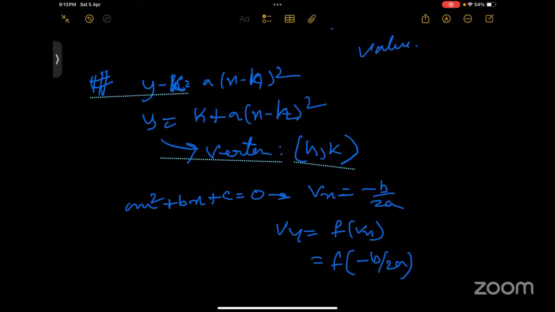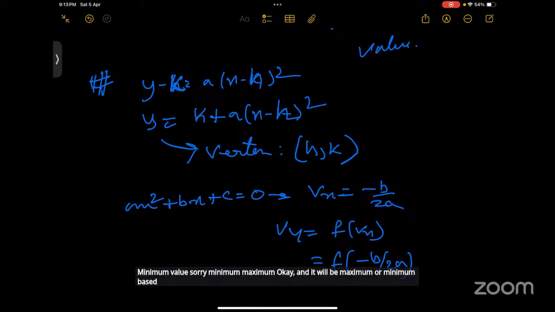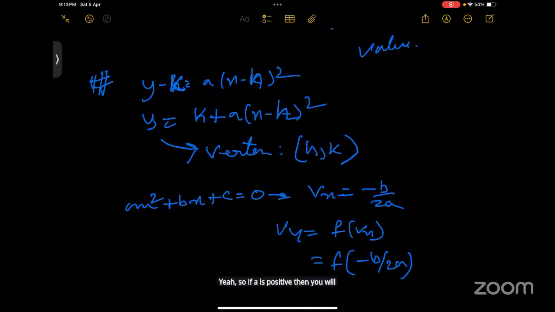No, the maxima or minima is h. Sorry, the maximum or minimum value is exactly k, and it will be maximum or minimum based on the polarity of a. So if a is positive, then you will find the minimum value k. If a is negative, then the k value will be the maximum value. Okay, right. Thank you. And that h is the minus b by 2a.